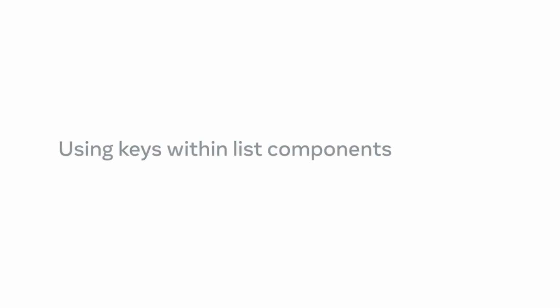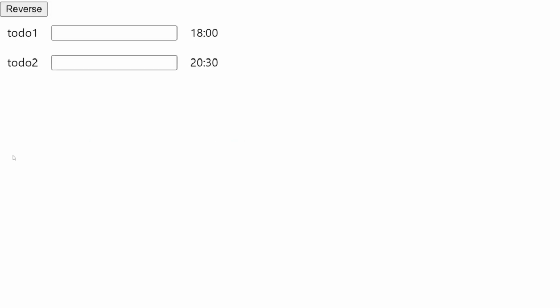In this video, you will learn how to use keys correctly within list components in React through a practical example. Imagine that Little Lemon restaurant managers would like a separate application that keeps record of the tasks they need to do. In order to do that, I have built a very simple to-do list app with two different editable to-dos that are represented via text inputs, as well as a button that will reverse the order of the to-dos. I will start by walking you through the code example I created previously with Create React App.